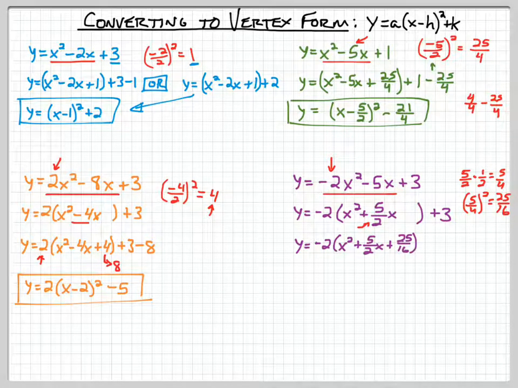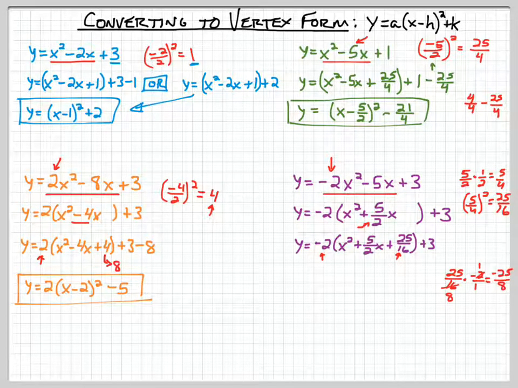Now, remember, this was multiplied by negative 2. So even though we've got our 25 over 16 there, we need to multiply this by negative 2. So 25 over 16 times negative 2 over 1, we can do a little simplifying here, and we get negative 25 over 8. So actually inside the parentheses is not a positive 25 over 16. That's actually negative 25 over 8. So what we're adding to that 3 is going to be a positive 25 over 8. Again, you've got to check these things to make sure that you are adding and subtracting the full and proper amount. Okay, so let's do some simplifying.